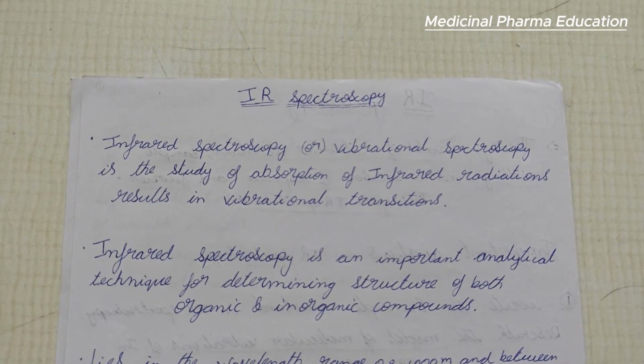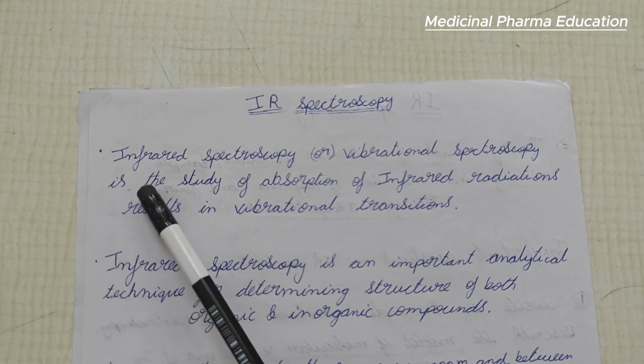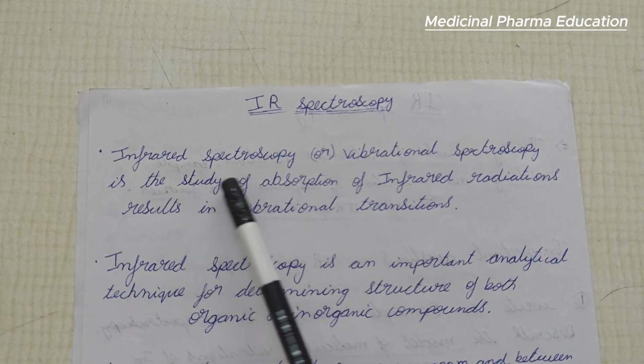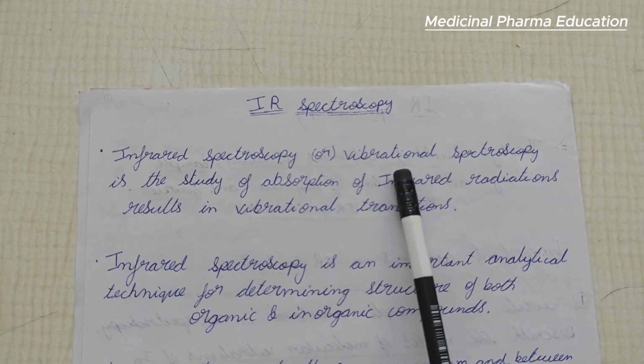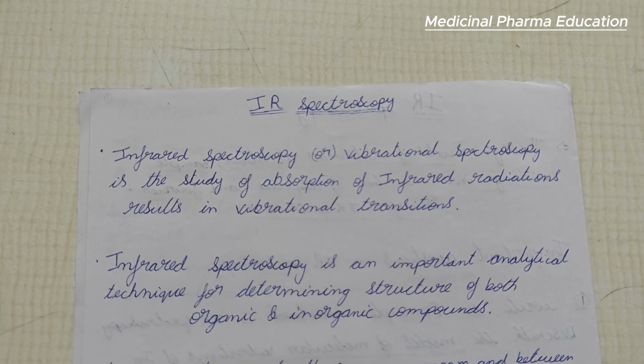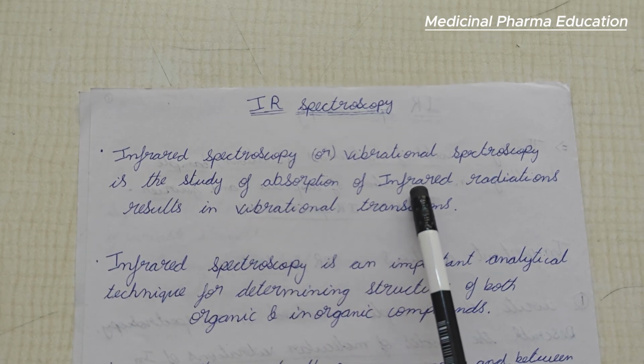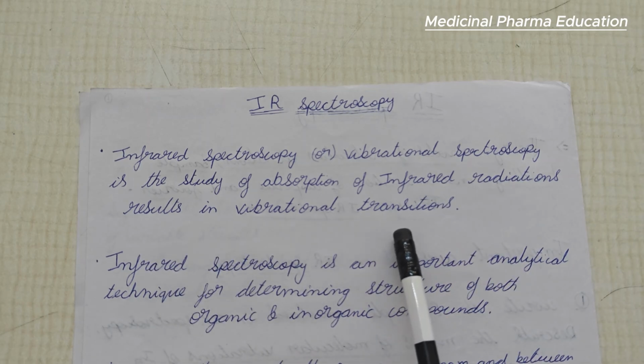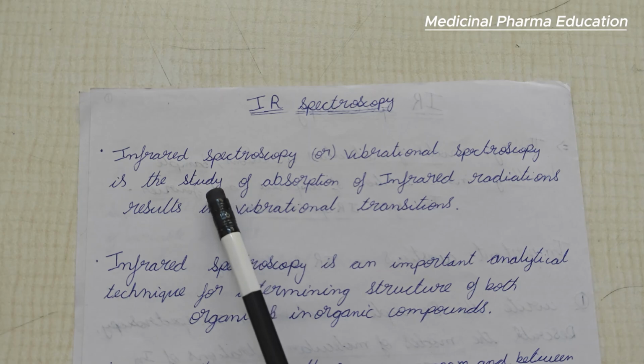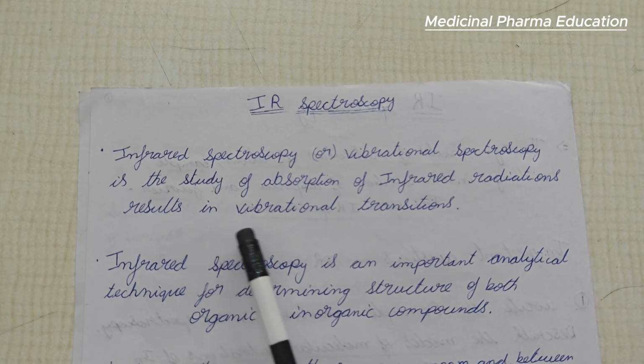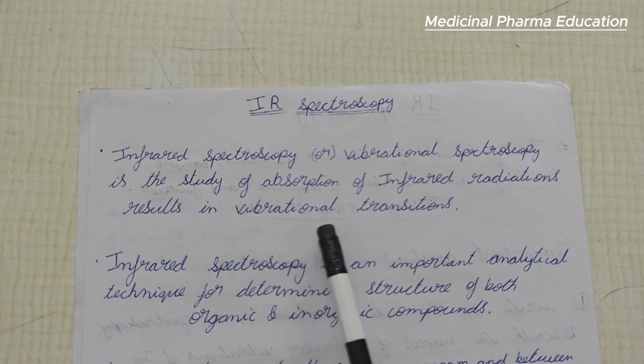First, the definition and introduction. IR spectroscopy is also called vibrational spectroscopy because the atoms or ions vibrate at their location. After the absorption of IR radiation, the molecules, ions, or atoms vibrate, so it is called vibrational spectroscopy. It is the study of absorption of infrared radiation, which results in vibrational transitions.